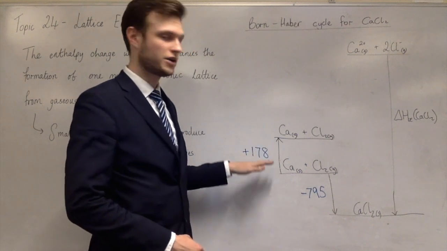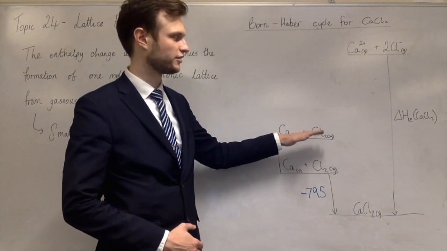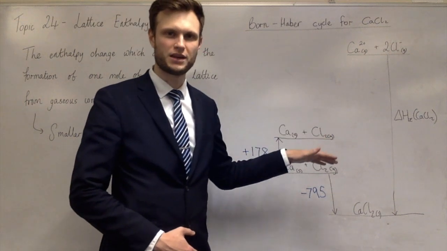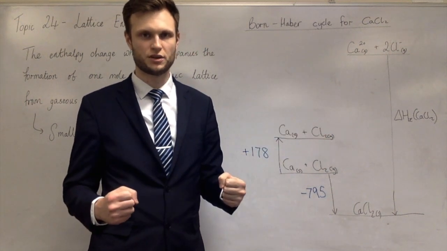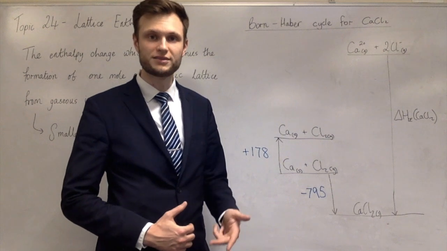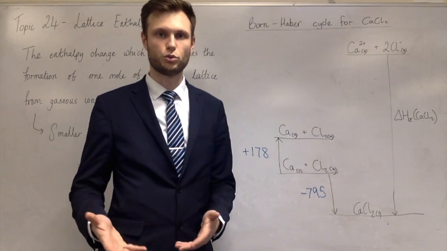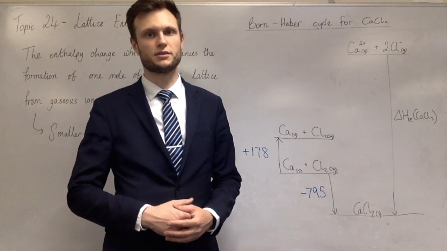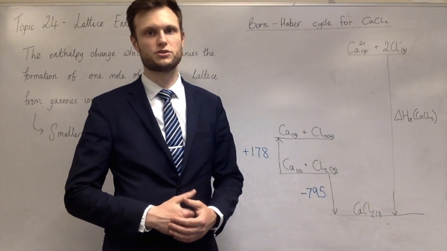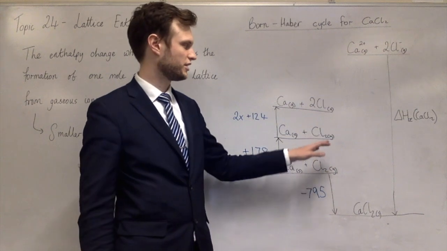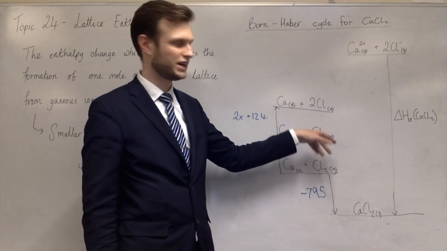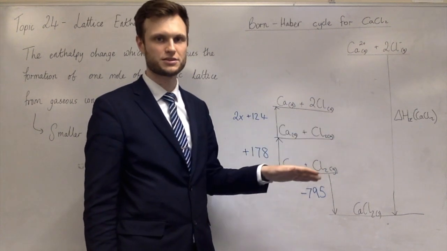Okay, so we've atomized calcium. Now we have to atomize the chlorine. It's in a molecule at the minute. We need to get it as separate atoms. To do that, we do twice the atomization enthalpy for chlorine, which is 124 for one. So we need twice that. So 2 times 124 is 248. The difference here, instead of being a Cl2 molecule, is it's now just two Cl atoms.